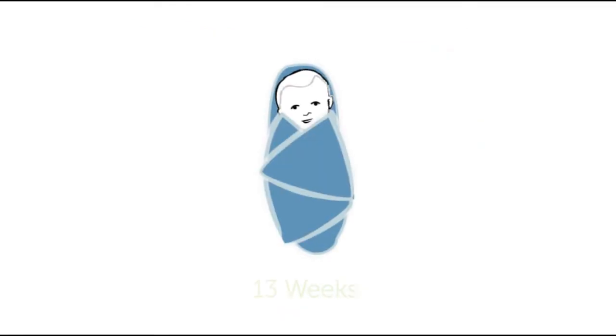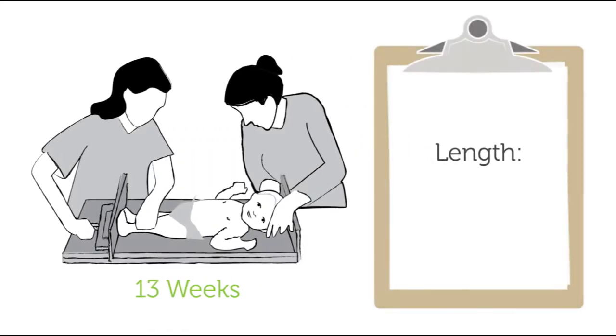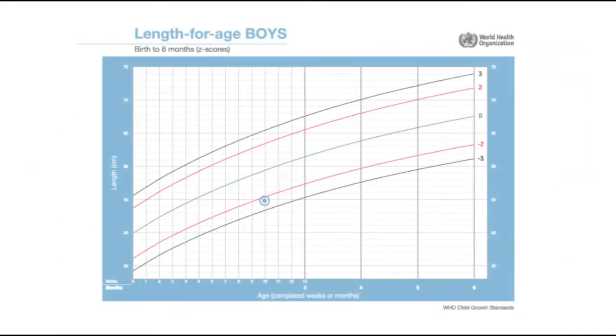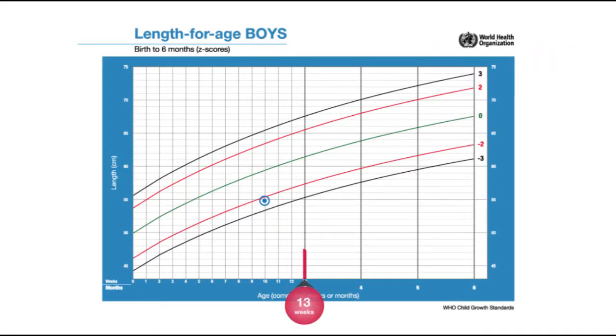A few weeks later, when Sam is 3 months old, or 13 weeks, we measure him again. This time, he is 57.2 centimeters. We record this on the same growth chart using the same steps. Because we now have 2 points, we can connect them with a straight line.